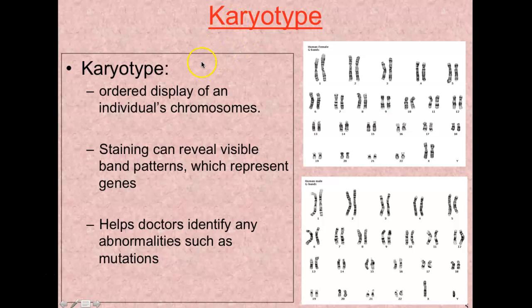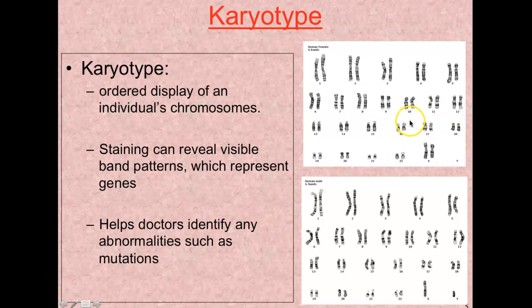Again, here's a karyotype slide. Karyotypes are an ordered display of an individual's chromosomes. Staining them can reveal visible band patterns which represent the genes, which we talked about already. And the reason why we look at karyotypes is because it helps doctors identify any abnormalities such as mutations.